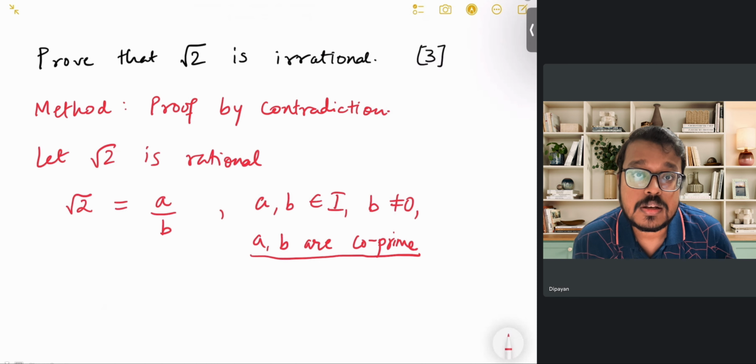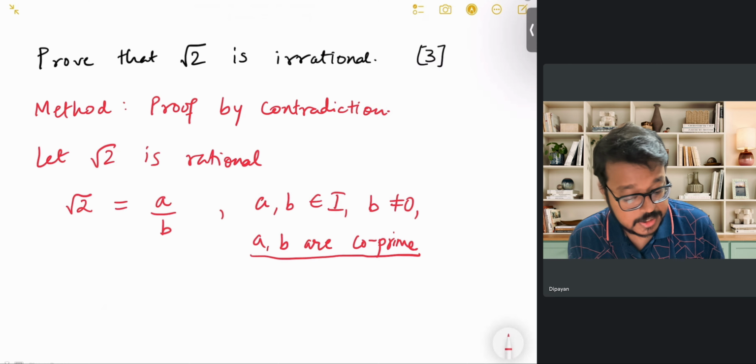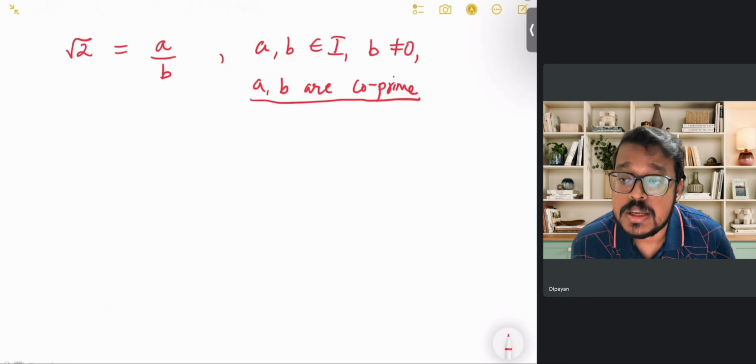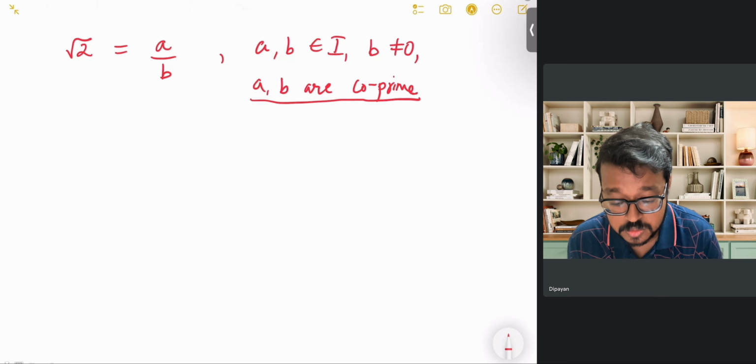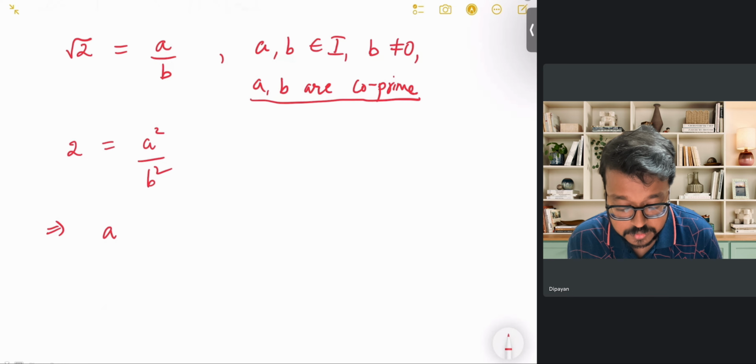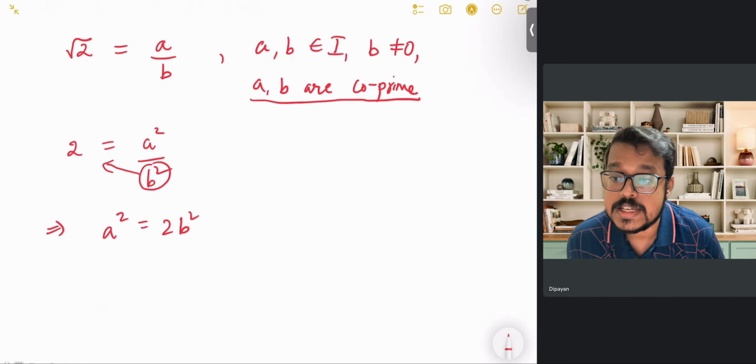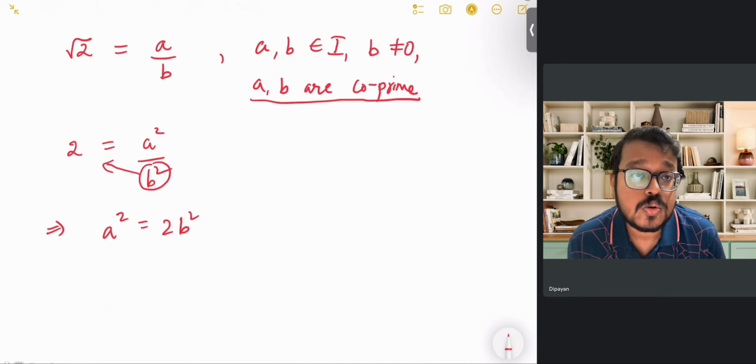So here we will see that somehow when we write root 2 as a by b, a and b can never be coprime. That is the key concept here. Let's see exactly how. So let's take this equation root 2 equal to a by b. Let's square both sides of the equation. So root 2 squared is equal to 2, and a by b whole squared is a squared by b squared. Now I can write a squared is equal to 2b squared. I just move the b squared to that side so that a squared can be written as 2b squared.